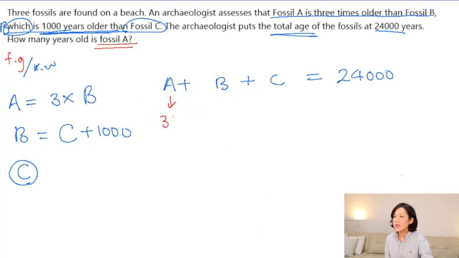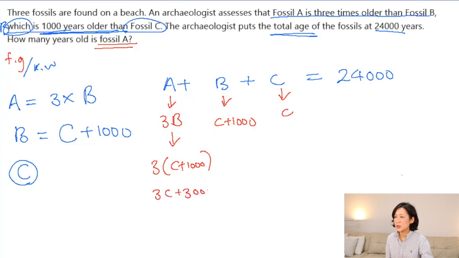So let's see, A's expression is 3B, and then B is C plus 1,000, and then C is C. As you can see, we have two variables. Let's substitute for B in 3B, instead of B we have a bracket C plus 1,000, right? Then that's the final expression of A, so 3C plus 3,000. Then B is C plus 1,000. Then add C, so the total of the 3 fossils gives you 24,000.